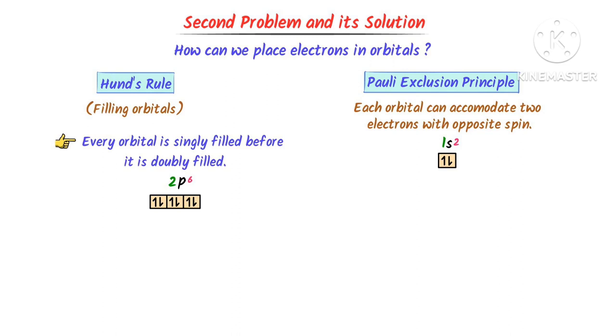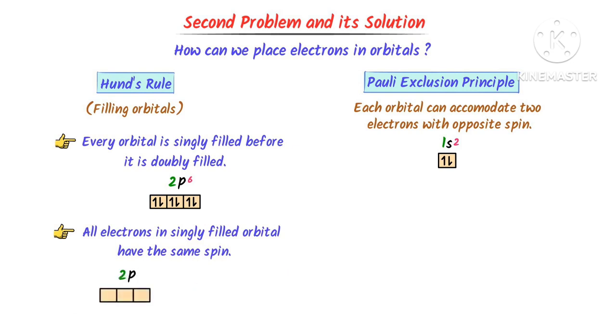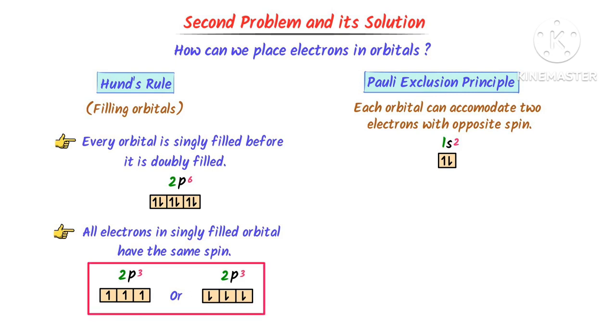Secondly, it states that all electrons in singly filled orbitals have the same spin. For example, consider 2p orbitals. I am interested to place 3 electrons in it. I place the first electron in upward direction, the second electron in upward direction, and the third electron in upward direction. Or we can place these 3 electrons in downward direction. So here, all the singly filled orbitals have the same spin. So both these cases are correct.